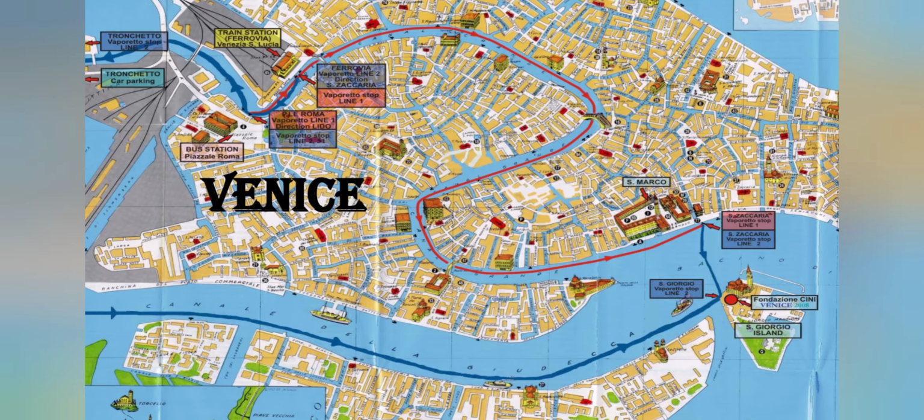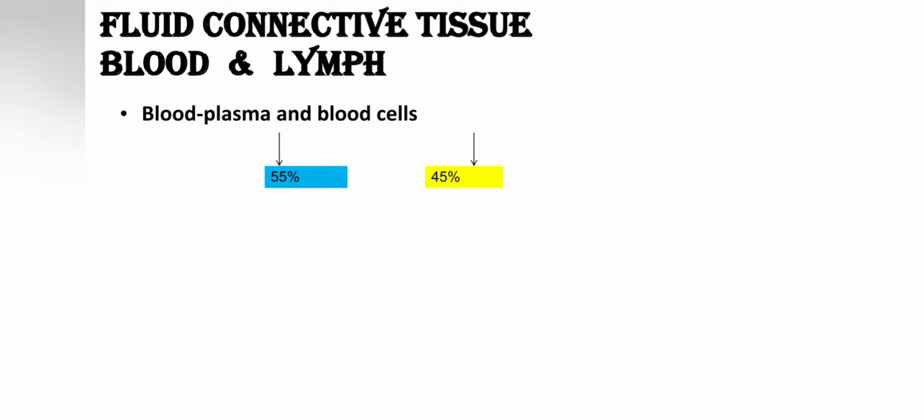It's the map of Venice, city of canals. What do you observe? That there are a number of water bodies connecting the whole land. Similarly, inside our body also, there are fluid connecting tissues that connect the entire body, that is blood and lymph. So first, let's learn about blood. Blood consists of plasma and the blood cells. Plasma comprises 55% of the entire blood and blood cells comprise 45% of the entire blood. The blood cells are RBCs, WBCs and platelets.